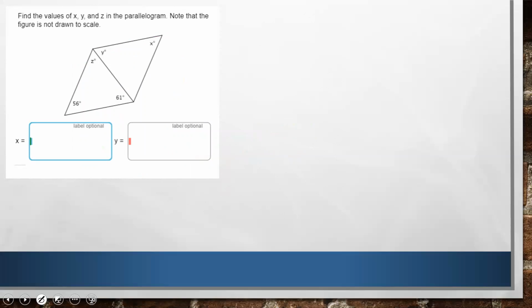Look at this one. This parallelogram is just split by one diagonal. Now again, I see a triangle, so I think I'm actually just going to solve for Z first. I'm going to take that 180, and I'm going to subtract 56, and I'm going to subtract 61. That's going to give me 63. Looks like I crossed out where I was supposed to put my Z, so I'll just write it down here. So I know this is 63 degrees.